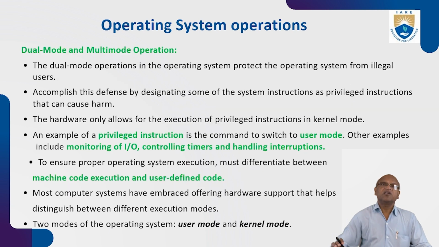So, dual mode and multi-mode operations. The dual mode operation in the operating system protects the operating system from illegal users. It accomplishes this by designating some of the instructions as privileged instructions that can cause harm. The hardware only allows the execution of privileged instructions in kernel mode. An example of a privileged instruction is a command to switch to user mode. In the previous class we also discussed what kernel mode and user mode are. There are two modes in computer operations.